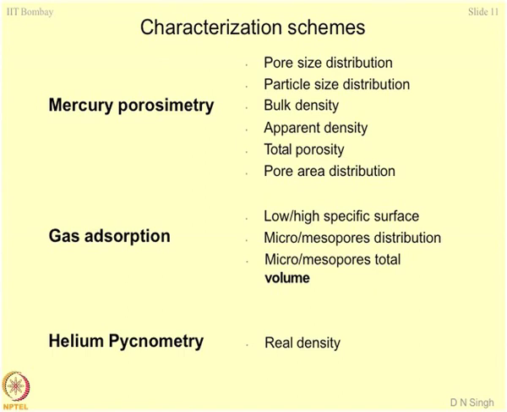Then comes the characterization schemes, and here I am going to introduce a bit of gas adsorption, because the later half of the lecture is going to be associated with the gas adsorption techniques for finding out surface area and so on. So MIP basically gives you pore size distribution, particle size distribution, bulk density, apparent density, total porosity, pore area distribution. You require gas adsorption also sometimes for finding out, let's say, surface properties. If you are interested in finding a high specific surface area, then gas adsorption is a good technique. Micro mesopore distribution, that means further differentiation between the micro and mesopores which are present in the total volume. And of course, helium gas spectrometry, which will give you the real density of the system.